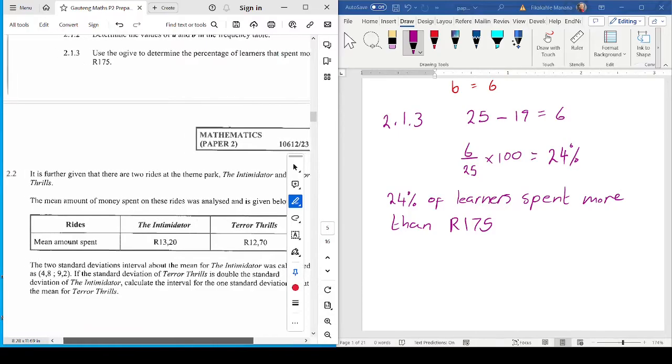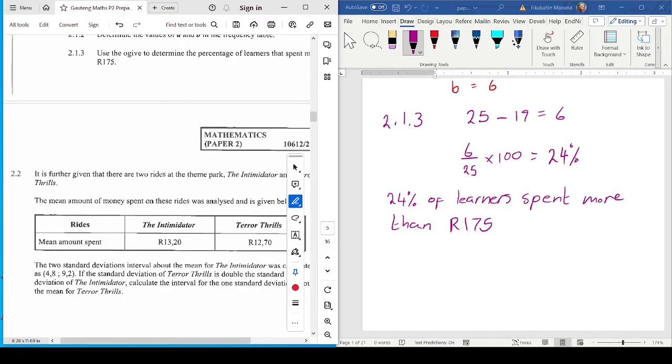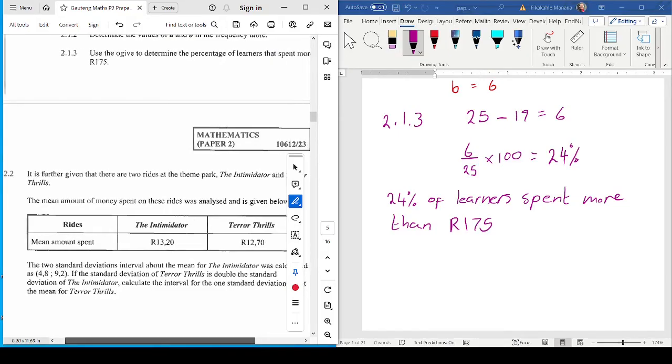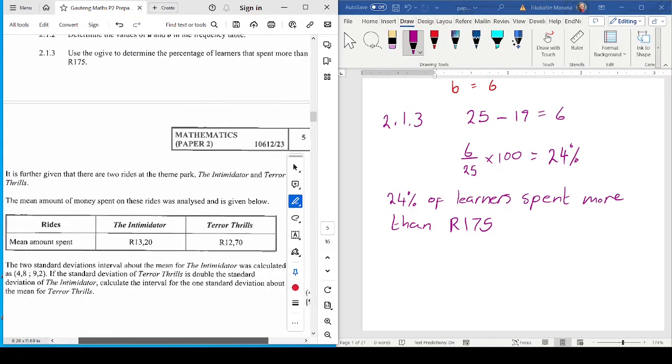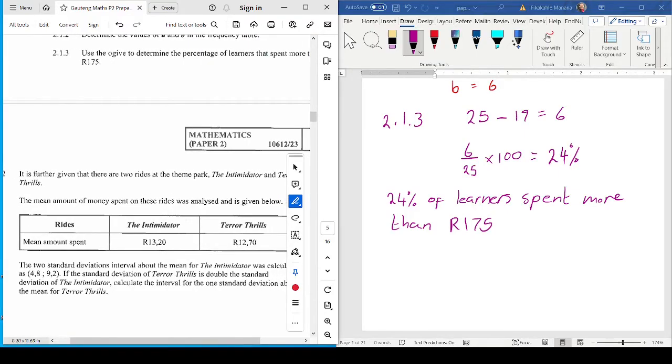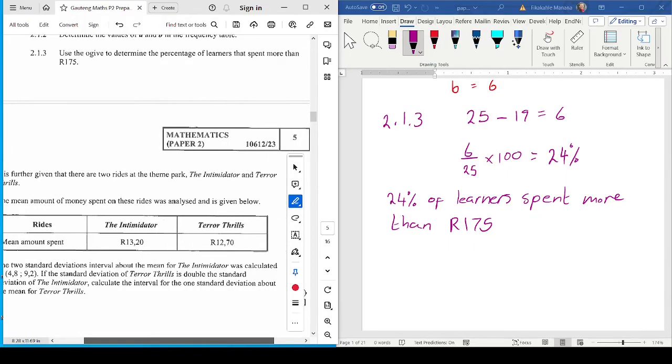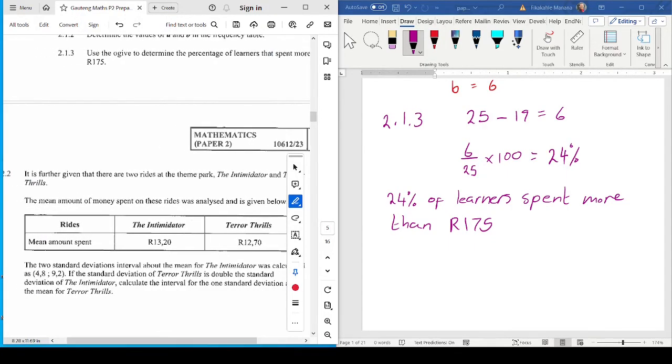Ooh, so many words. That's 2.2. It is further given that there are 2 rides at the theme park. One is called the Intimidator, the other one Terra Trails. The mean amount of money spent on these rides was analyzed and it is given below. So the mean for the Intimidator is 1320. For the Terra Trails, it's 1270. Now the 2 standard deviation interval about the mean for the Intimidator was calculated as that.